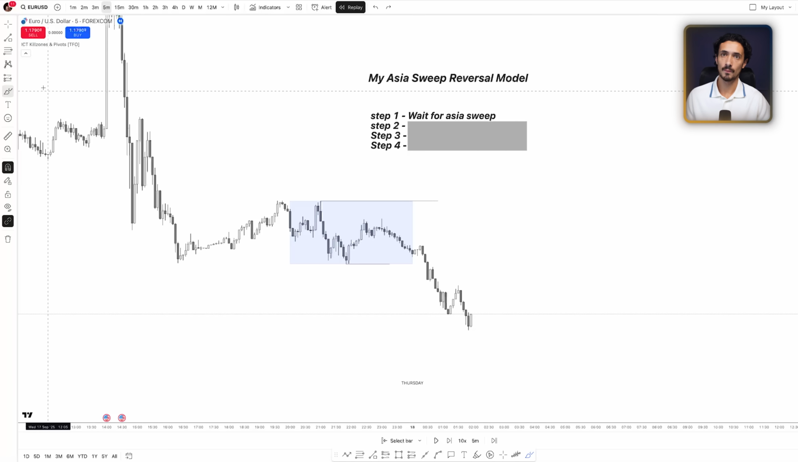So what we wait for is one side of Asia to be taken by the time that we open up our London session. So if we just open now our London session, right? London session is opening right here and we have swept that Asia session low. That's what we need to understand.